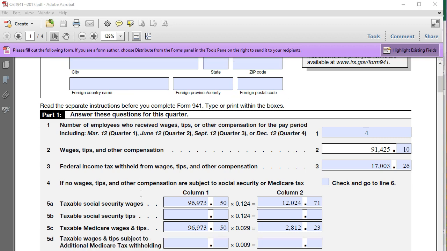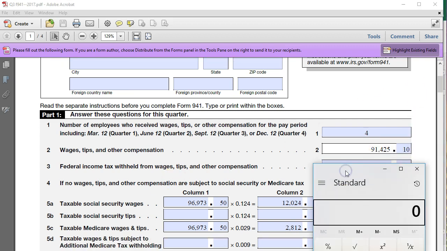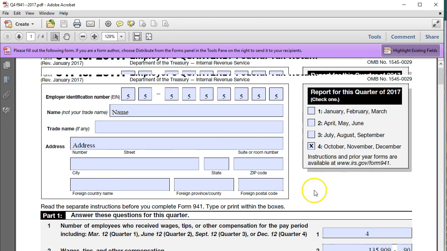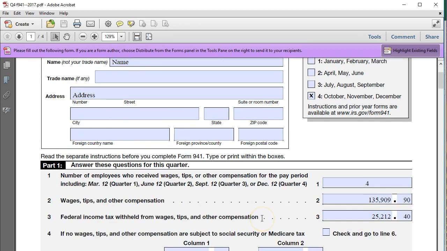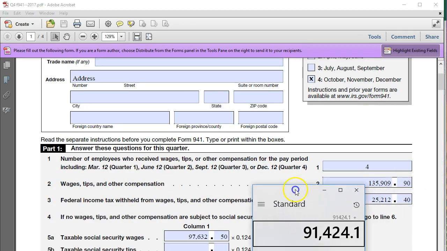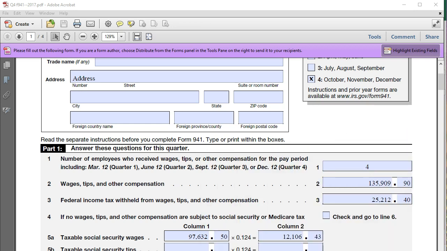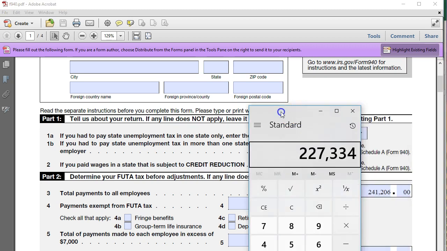So if we have the calculator here, we're going to say that the 941s add up to 91,424.1 plus, and then we're going to go to the fourth quarter. So here's the fourth quarter 940, and we only have 2 quarters because that's when we started operations. We're going to pick up the 135,909.9, and that gives us the 227,334. Now, if we go back to the 941 or the 940, you can see it doesn't match.